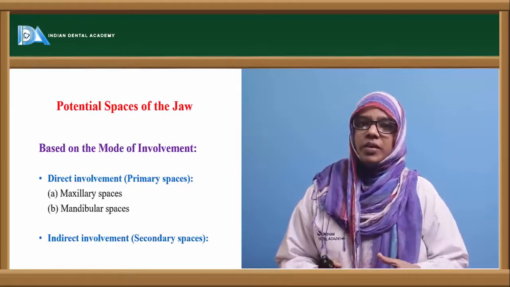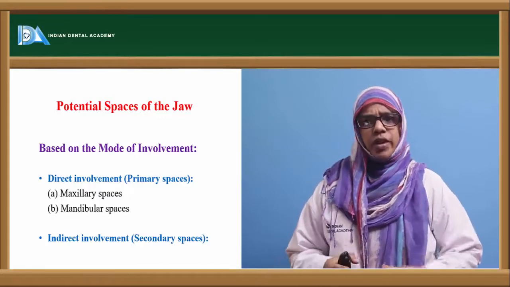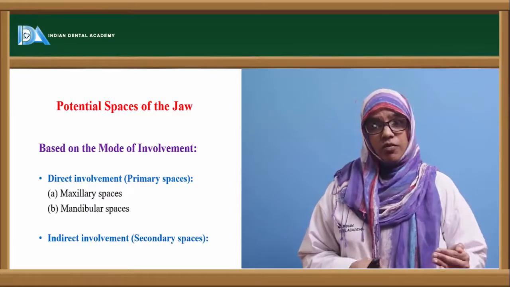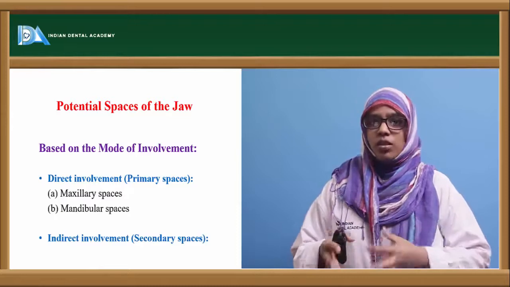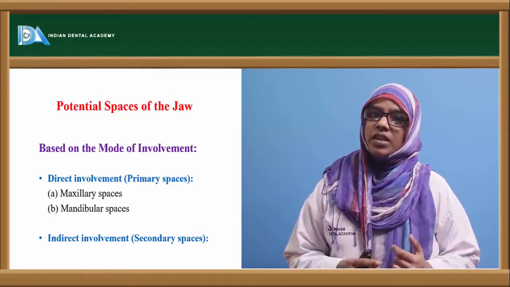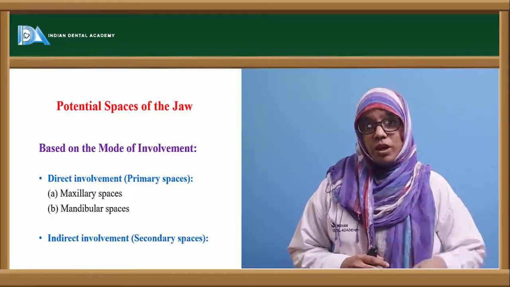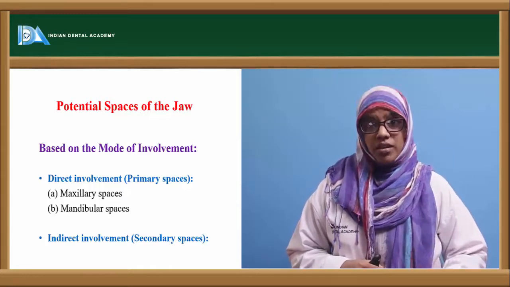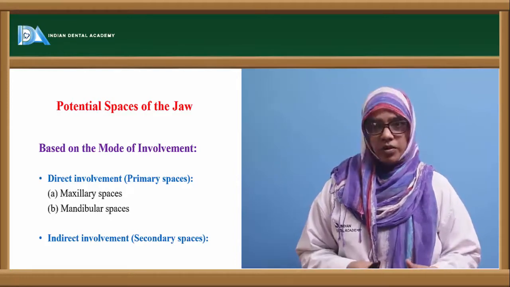Now, potential spaces of the jaw, based upon their mode of involvement, we could broadly divide them into direct involvement, that is primary spaces, and indirect involvement, that is secondary spaces. Primary spaces are further divided into those occurring in the maxilla and mandible. For example, maxillary primary spaces are canine space, buccal space, vestibular space, palatal space. Whereas mandibular spaces are sublingual, submandibular, submental, vestibular space, buccal space. These are primary spaces of the mandible.